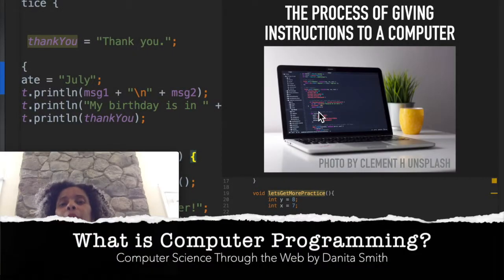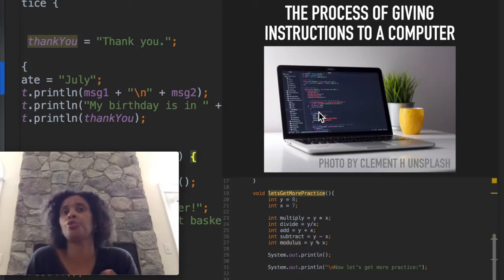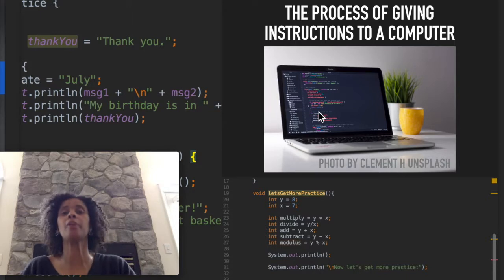So what is computer programming? What is computer programming anyway, and how do we think about that? Well, when we look at computer programming, it really simply is the process of giving instructions to a computer. That's really what you're doing. You're typing in instructions to a computer.